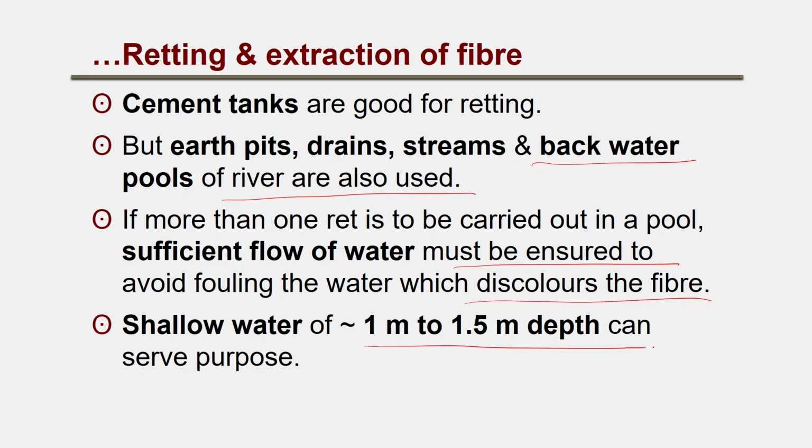So, it is quite simple that overcrowding of the bundles should be avoided, means in lesser place or lesser water you cannot put too much of bundles or too much of biomass. It should be in proportion to the amount of water which is available. So, shallow water of 1 meter to 1.5 meter depth can serve the purpose. So, you need not go for deeper placement of the bundles for retting. That may involve extra energy and extra labor. So, therefore, the best way is to keep bundles at 1 to 1.5 meter deep in the water.